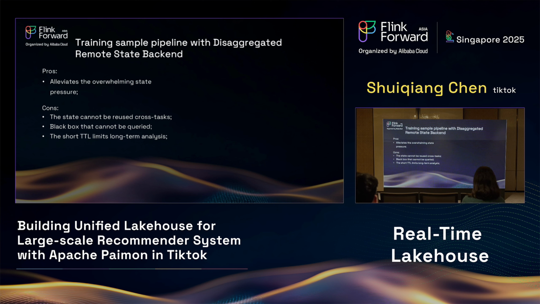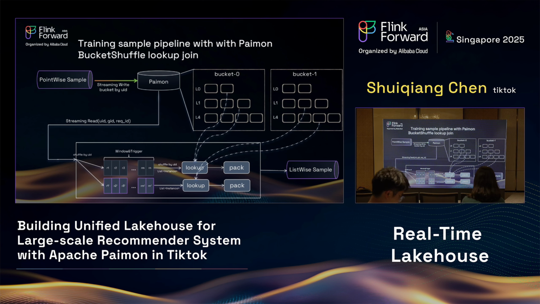The disaggregated remote state backend successfully alleviates the overwhelming state pressure, but it still has some limitations, such as the state cannot be reused by other jobs, and it's a black box that cannot be queried. And the short state TTL also limits long-term analysis.